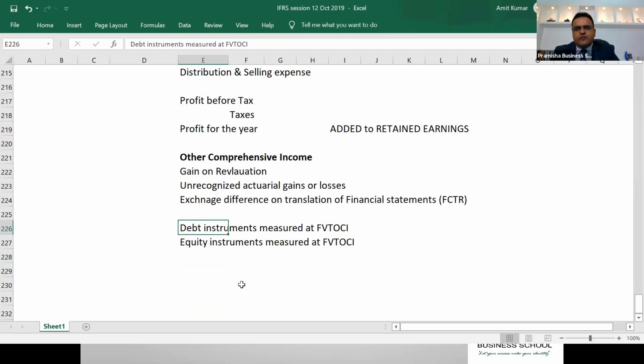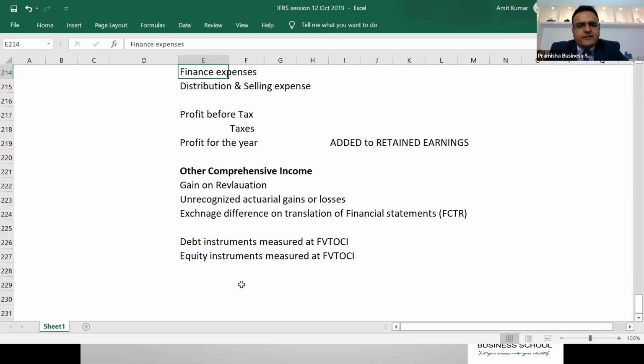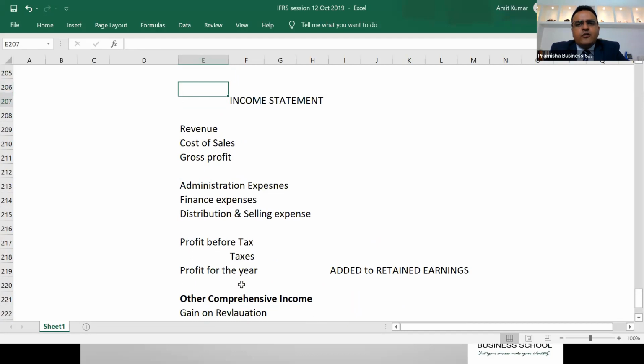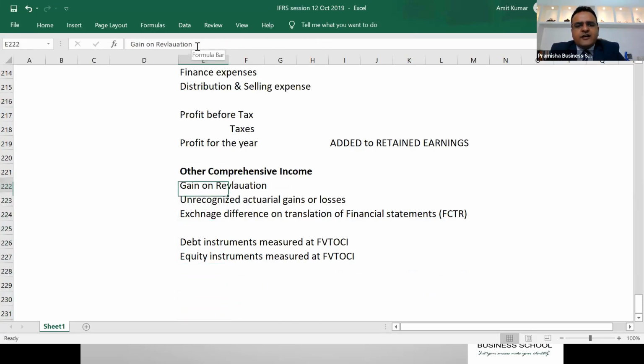Now, in layman's language, if a layman is trying to understand the difference between P&L and OCI, P&L is something which is in the control of the management. They can control how much revenue they generate through their efforts, the cost of sales, admin expenses, and distribution and selling expenses. But there are some items which are not in direct control of management, like revaluation surplus. If a property was bought in 1927 for 5,000 rupees and I revalue it in 2019, the value of that property may be 200 crore.